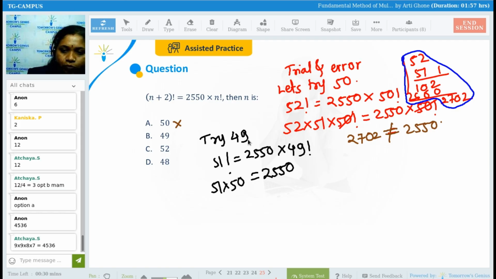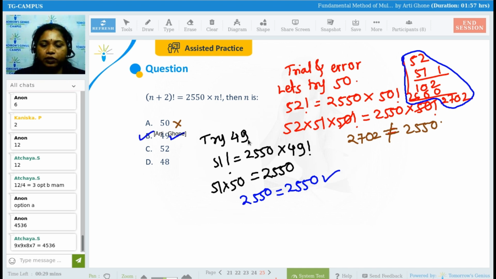We got this option in the second option only. B option is correct. One by one we need to try the options. If I try the first place to be filled with n is 50, then I am getting a wrong answer. If I try with n is 49, then I am getting a correct answer. But go with the stepwise process.